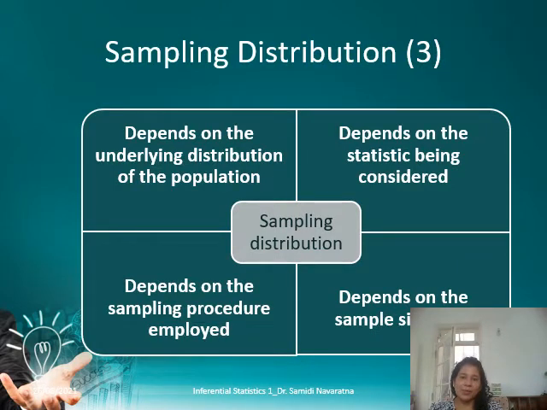The sampling distribution, which we discussed in the previous couple of slides, is governed by the underlying distribution of the population. So if it is a normal distribution, the sampling distribution also will be a normal curve. And it depends on the statistic being considered. Furthermore, it depends on the sampling procedure employed and depends on the sample size used as well.